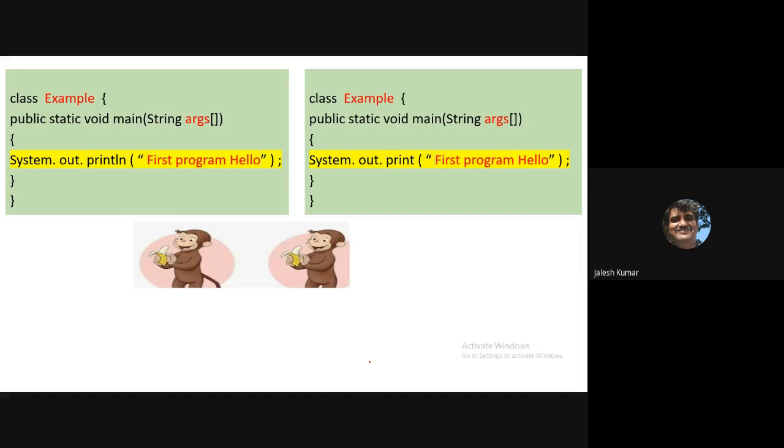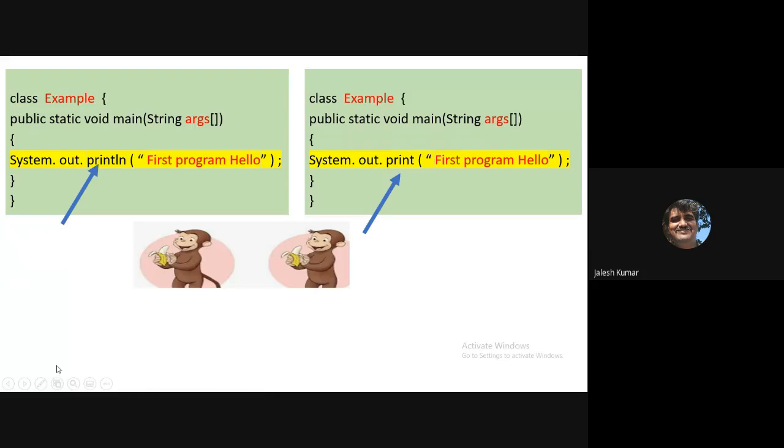Here also, class example, public static void main, System.out.println. Here it is System.out.print, and see the difference, I just missed ln. You can type the program with System.out.println. If you type this one, see the difference. When you type System.out.println, okay, the output will come. That is the first program, hello.